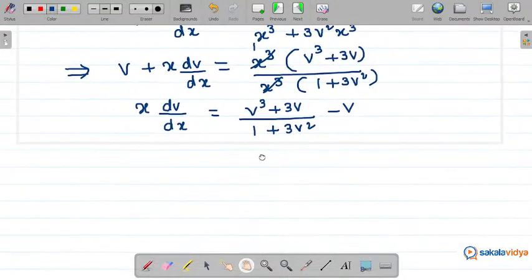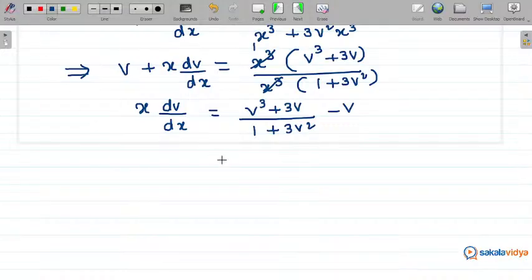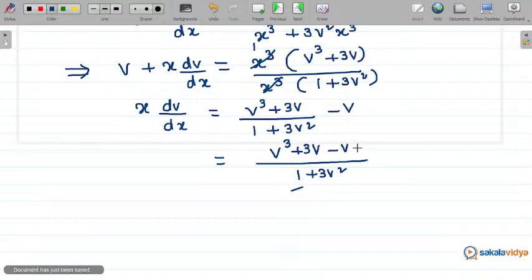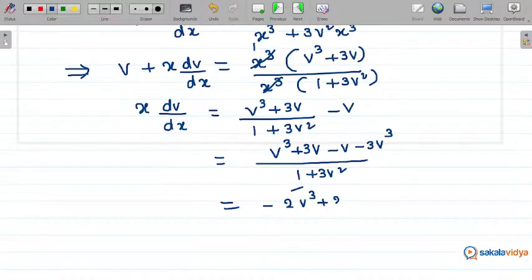Now, what shall we do now? Yes, you have the idea. We can write 1 plus 3v square as the LCM. So, 1 plus 3v square gets cancelled. We have 1 into v cube plus 3v, and we need to multiply minus v into 1 plus 3v square, that is minus v, and minus 3v cube we will get. Now we can simplify this as v cube minus 3v cube, that is minus 2v cube, plus 3v minus v, that is plus 2v, divided by 1 plus 3v square.